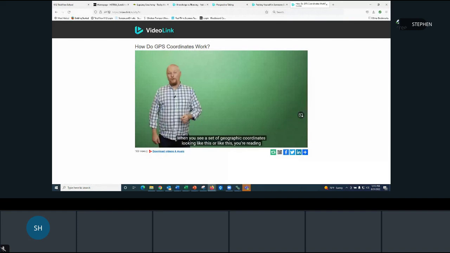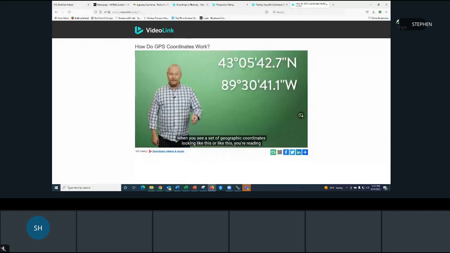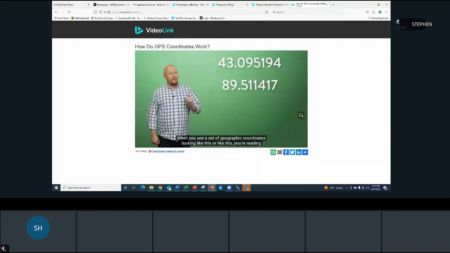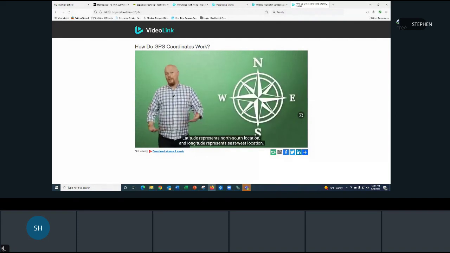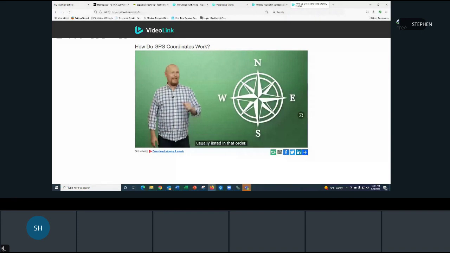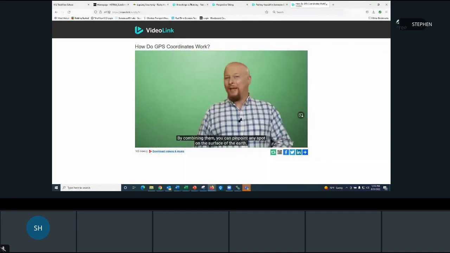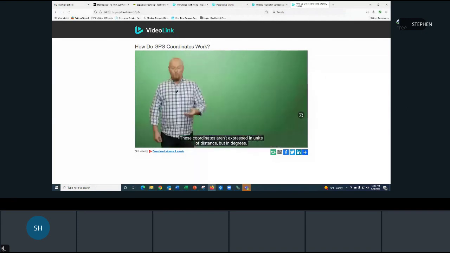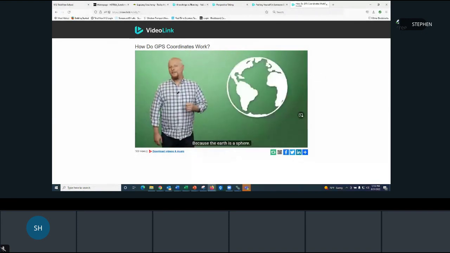When you see a set of geographic coordinates looking like this, or like this, you're reading latitude and longitude. Latitude represents north-south location, and longitude represents east-west location, usually listed in that order. By combining them, you can pinpoint any spot on the surface of the Earth. These coordinates aren't expressed in units of distance, but in degrees. Why? Because the Earth is a sphere.